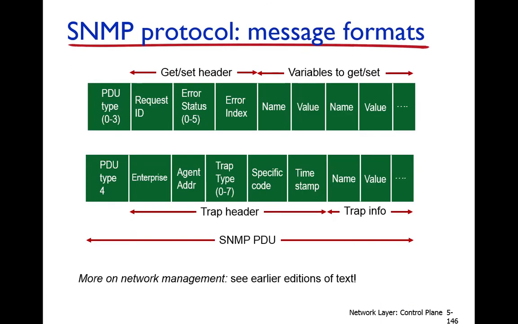These messages are sent using the SNMP protocol. They have a header like this one. It has PDU type, request ID, error status, and so on. The error status indicates, when the message is received by a managed entity, for example, whether that message was successful or not. Then error index, and so on.